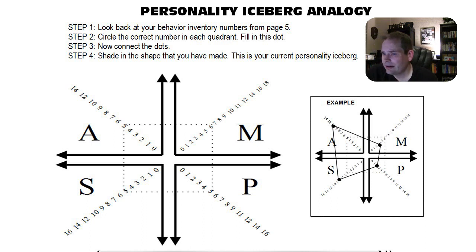Now the one on the right is an example, but that's actually my example. You can see I've got a lot in the A, a lot in the S, but a little bit less, very little in the P, and a little bit in the M. All right, and that's going to mean something. We'll talk about what it means.